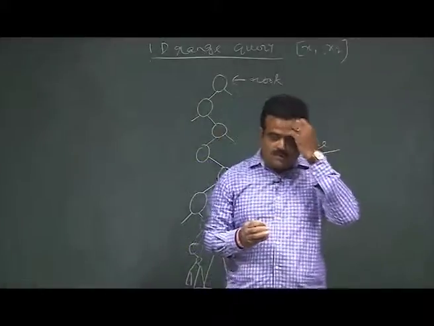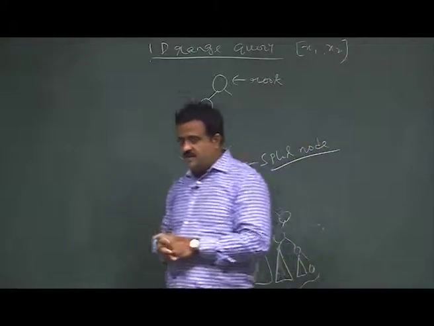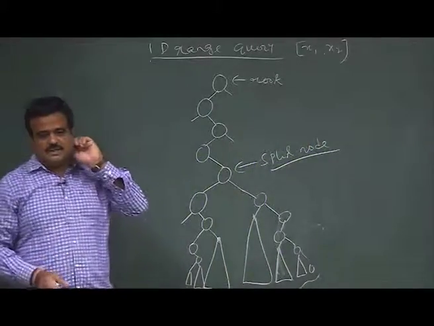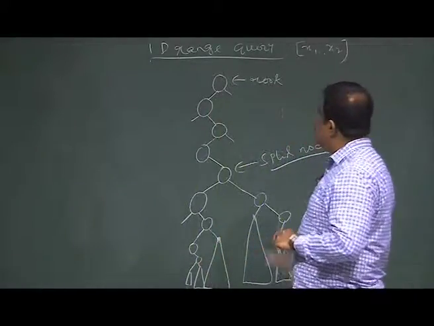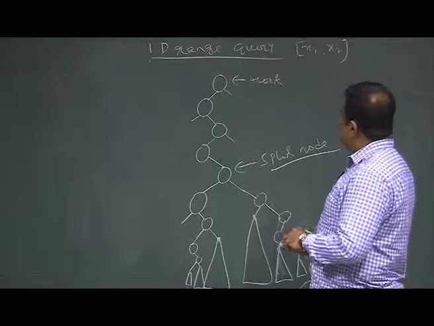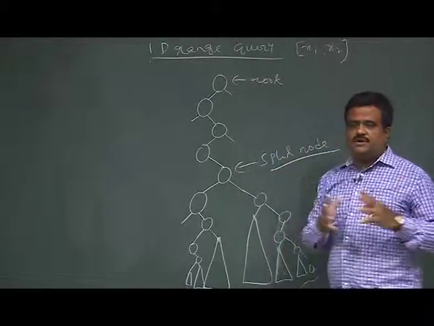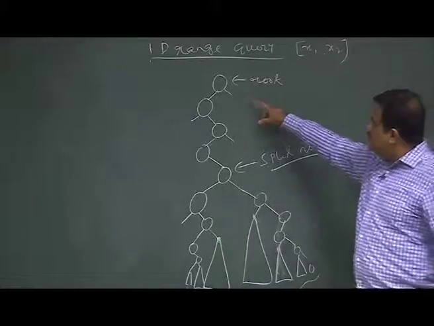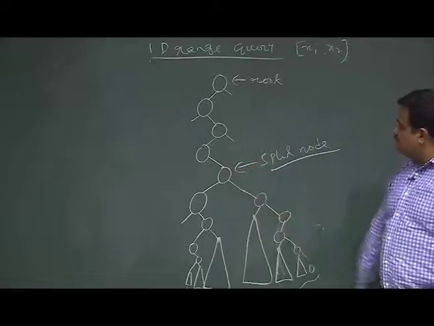Okay, so we are talking about the 1D range search tree, 1D range search. This is the continuation of the last class. Basically, the idea is to start with the root. So, we have the 1D range tree. We start with the root and we continue until we reach a split node.